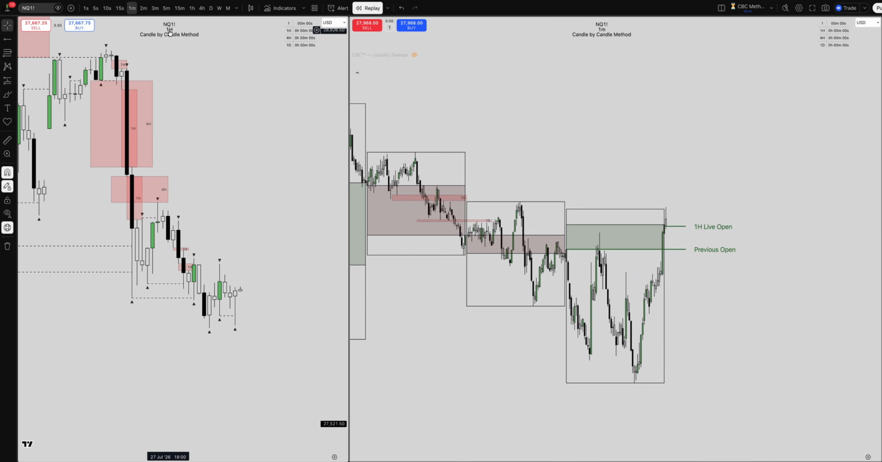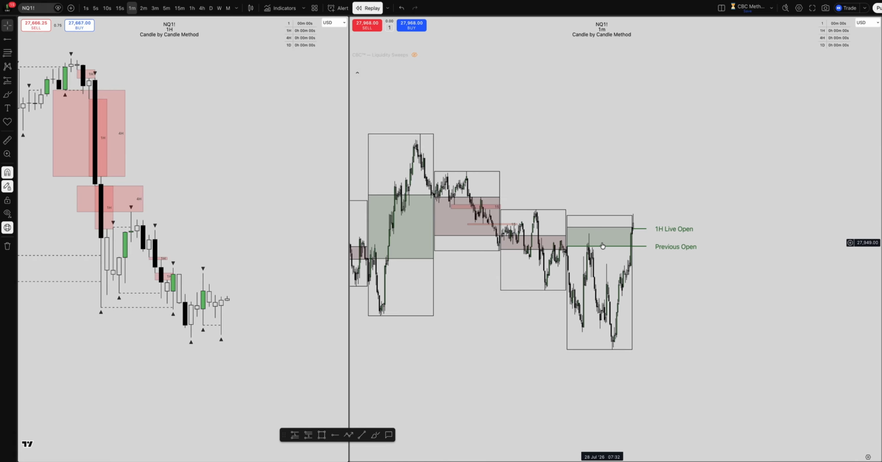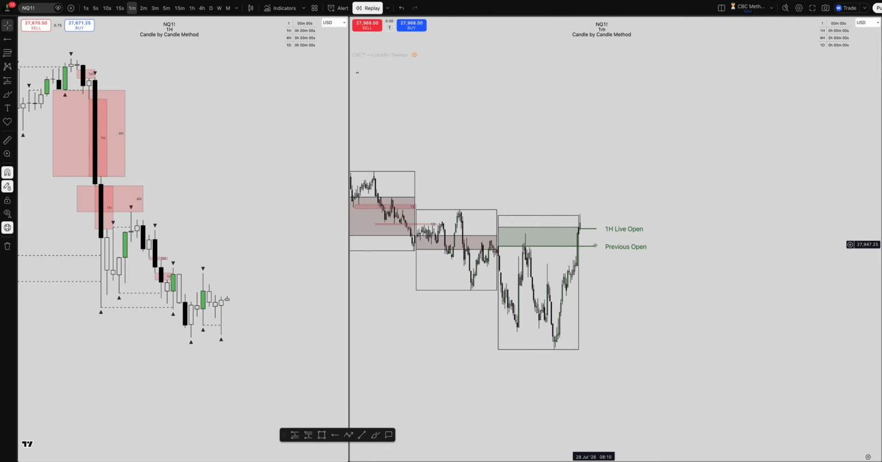On the left side we have the 1 hour time frame, and on the right side we have the 1 minute time frame. Over here you can see an overlay of the 1 hour candle, and inside the 1 hour candle we have the 1 minute chart. We have opens, right? The live open and the previous open of the previous 1 hour candle. So this is the 8 a.m. open. As you can see over here, the previous candle was super bullish, right?